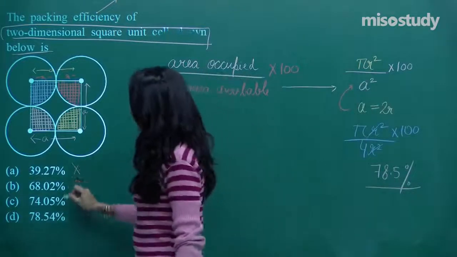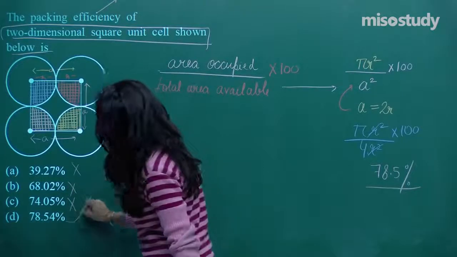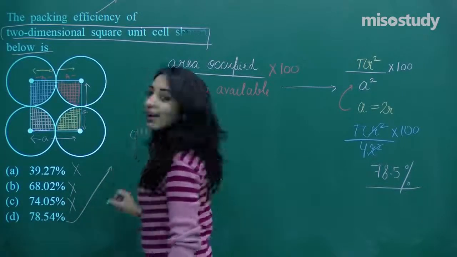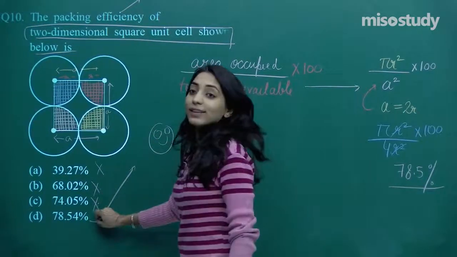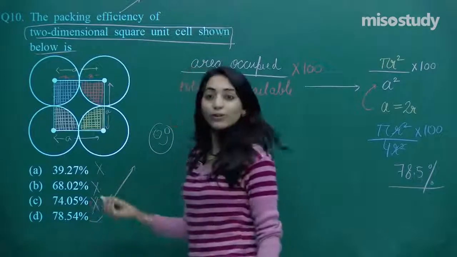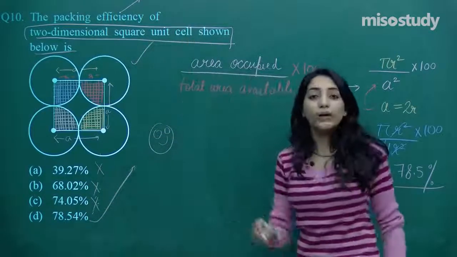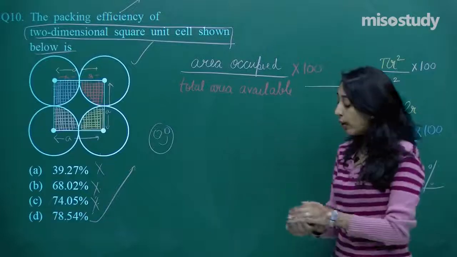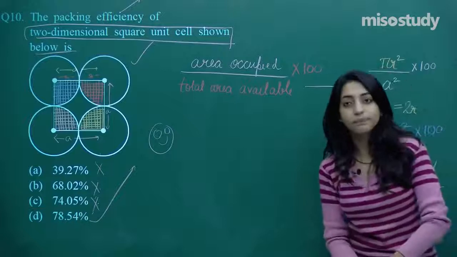Let's look into the options. 39, no. 68, no. 74, no. 78, yes. Even I like these questions. These are good, right? You say no, no, no, yes. Or you say yes, no, no, no. So that's good, right? Okay, so finally, we are now done with question number 10 also, which was the last question of this particular series.